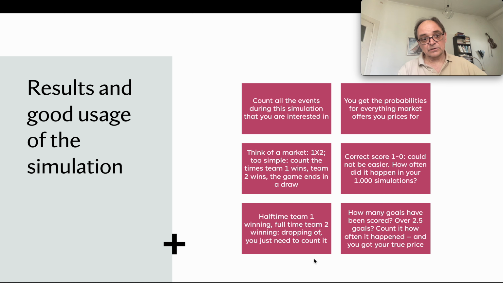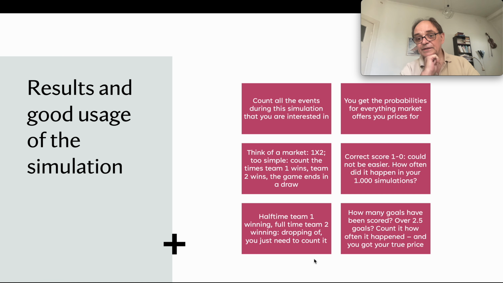Results and good usage of the simulation means: count all the events during the simulation that you are interested in. You get the probabilities for everything the market offers you prices for. Think of a 1x2 market. Too simple. Count the times team 1 wins, team 2 wins, the game ends in a draw. Then you have the probability by the relative occurrence. That's the probabilities. It's approaching it, it's very close to.